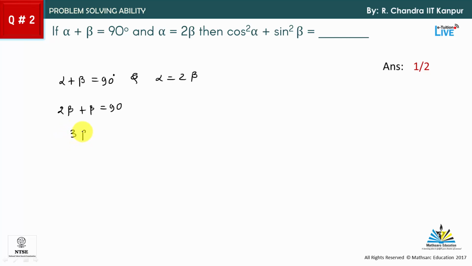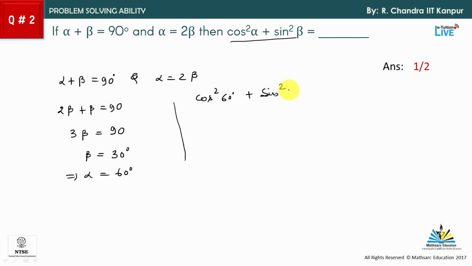This means 3 beta is equal to 90 degree. Hence beta is equal to, if you divide 90 by 3, you will get 30 degree. So beta is equal to 30. This implies alpha is equal to 60 degree. Alpha equal to 60 degree. Now we need to find the value of this. So cos square alpha, which is 60 degree, plus sine square beta, which is 30 degree.